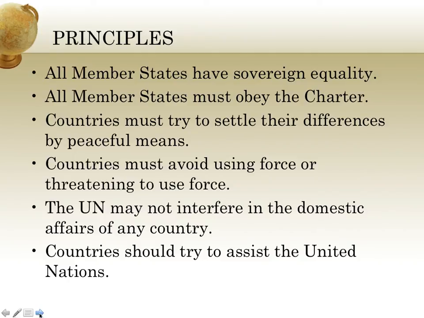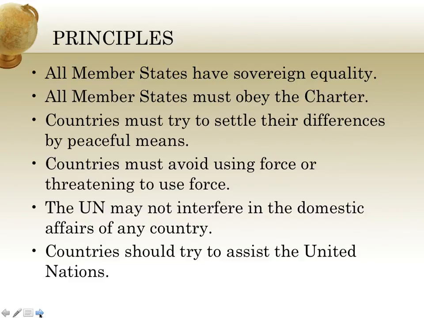Some principles: all member states have sovereign equality, so all member states are equal. All member states must obey the Charter. Countries, again, I mentioned this earlier, must try to settle their differences by peaceful means first. Countries must avoid using force or threatening to use force, but what they use a lot of times is sanctions, economic sanctions, military sanctions. The UN may not interfere in the domestic affairs of any country, so that means the UN usually steps in and gets involved when one country is threatening another country.